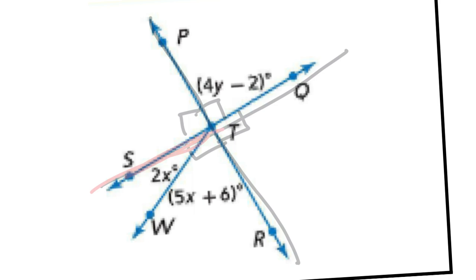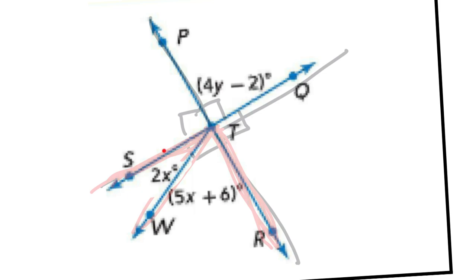So let me highlight a different color. These right here, these are complementary angles. So angle STW, if I add that with angle WTR, that's going to add up to 90 degrees. That's how you're going to start this first problem. Because also, if you notice, the STW is 2x, and then the WTR, that's 5x plus 6. Those are two x variable angles, right? Whereas if you look at this one, angle PTQ, that's using the letter y. So I want to deal with that later. I'll try and solve with the x's first.